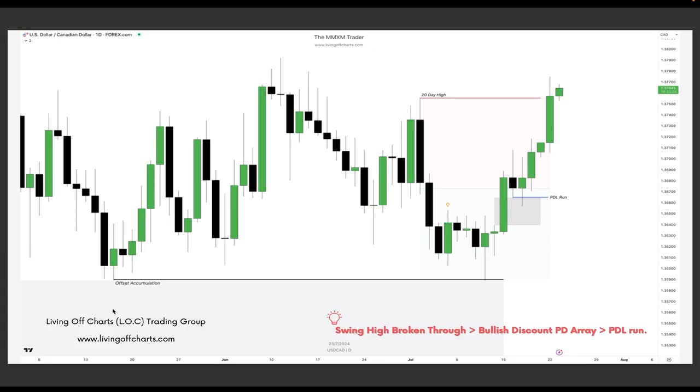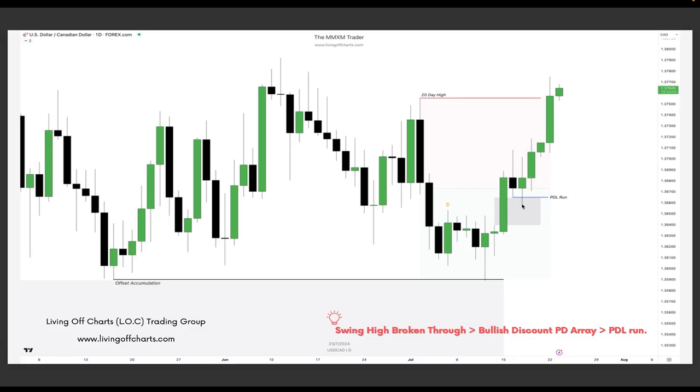Offset accumulation here into a key PD array. A swing high must be broken. We have that here. Displacement, retracement here, which is the daily chart's reaccumulation phase, where we have located a discount PD array. Now we have to have a previous day low run, as mentioned here, in discount of the 20 days before we can look for higher prices, which is what occurred here.